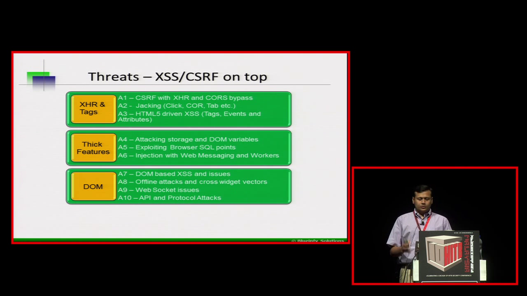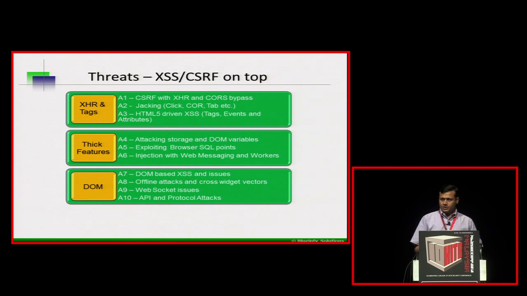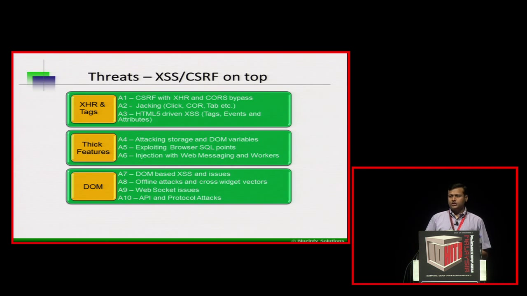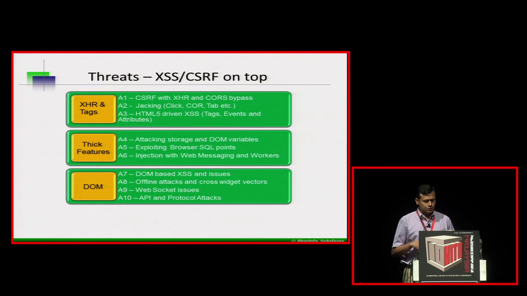So with this, our threat model or opportunities for threats are being changed. So these are the top 10 kind of attack vectors which we are seeing in this new light. One is CSRF with XHR and CORS. Second is jacking. We have click jacking, tab jacking, and so on. There is something called CORS jacking, where you can load cross-domain resources as well. So we'll cover that. Then there is HTML5-driven cross-site scripting, and then there are attack vectors which are attacking storage, DOM variables, exploiting browser plugins, and so on. So we're going to start covering a few of these attack vectors as we go.